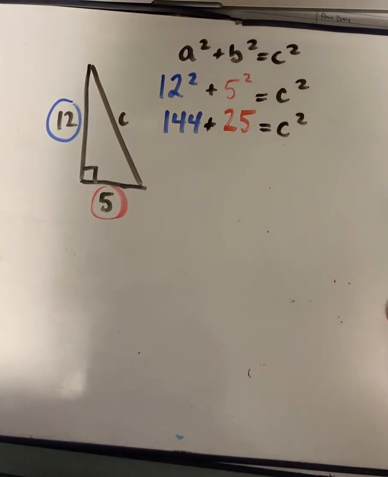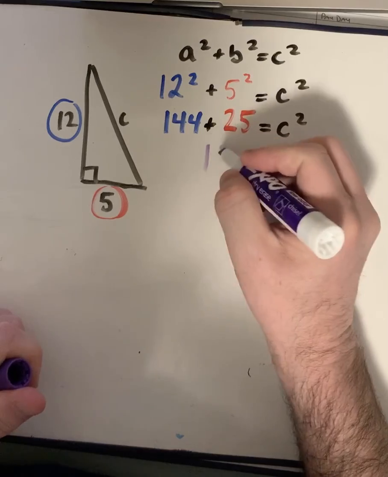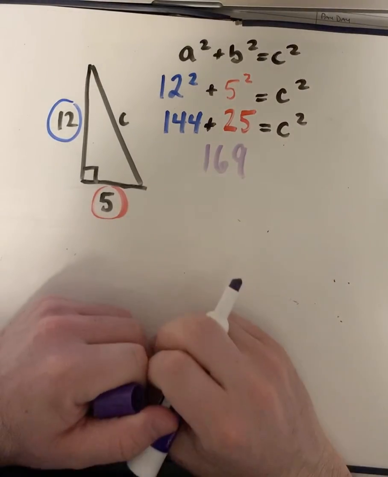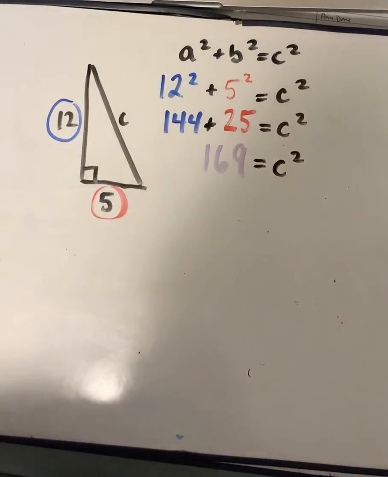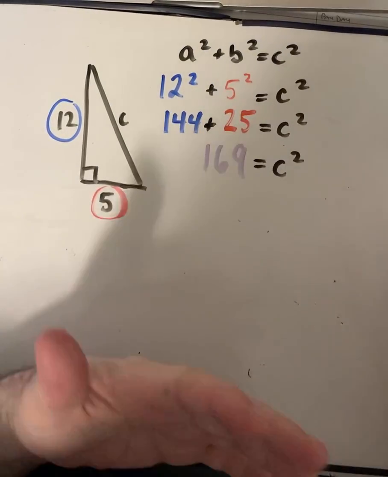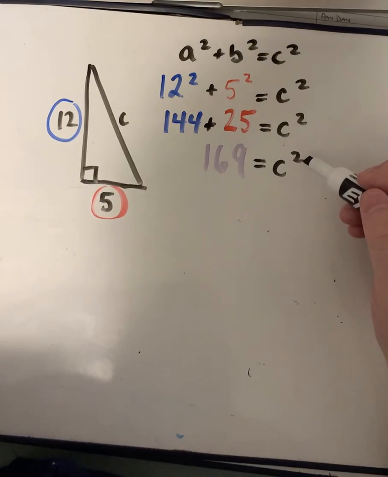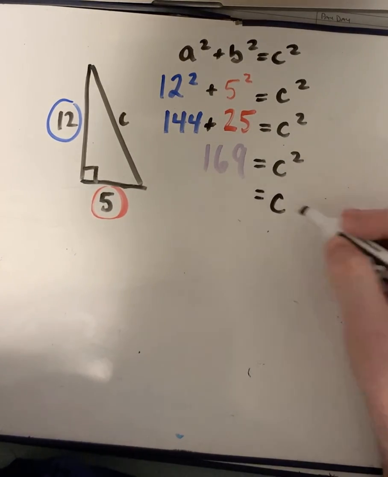Now I've got to add them all up together. So I add them all up and I get 169 equals c squared. Now, what do I do? I'm done? No, I'm not done. What do I do now? I've got to get rid of the squared. I only care about what c is.